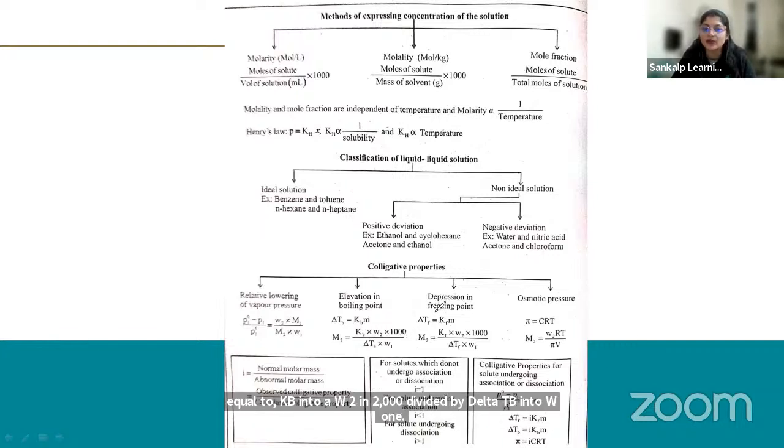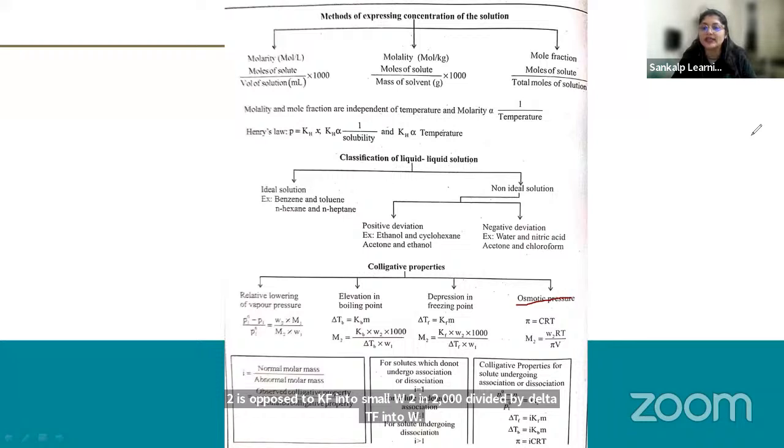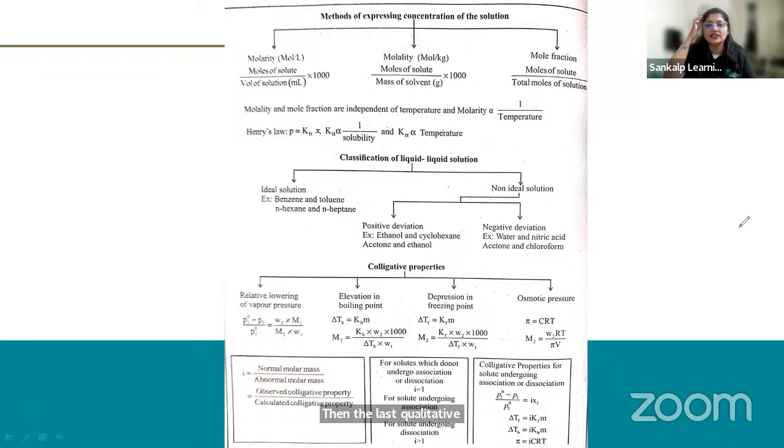Next we are going to see depression in freezing point. The formula is delta Tf is equal to Kf into m. M2 is equal to Kf into small w2 into 1000 divided by delta Tf into W1. Then the last colligative property is osmotic pressure, given as pi, which is equal to CRT, where M2 is equal to W2RT divided by pi V. Based on these formulas, we are going to see the problems.